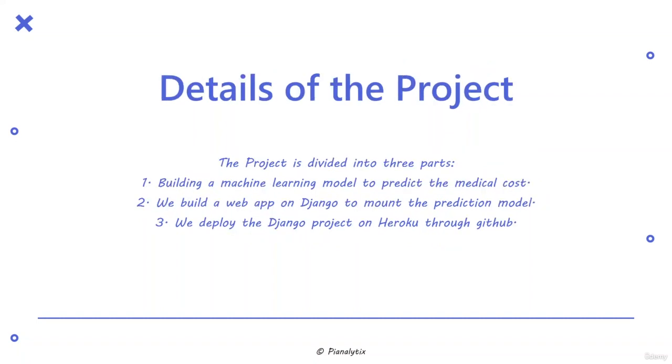Moving forward, let's see the details of the project. Now the project is divided into three parts. The first part is building a machine learning model to predict the medical cost. The second part is where we build a web application on the Django framework to mount the prediction model. The last is where we deploy this Django project on Heroku using GitHub.